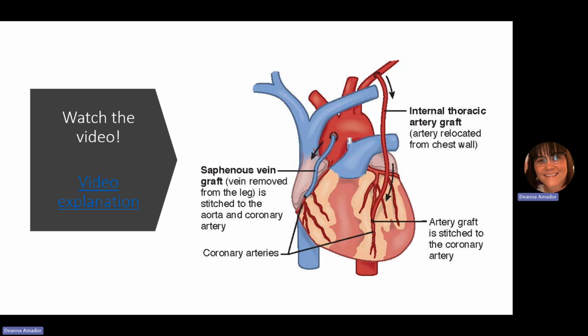They can also use vessels from inside the chest. They can use the internal mammary vessel, and that's what you see there on kind of the right side of that picture. They'll take an internal mammary off the heart and they'll graft it up there to bypass where the lesion is at. So they can utilize a couple of different things there.